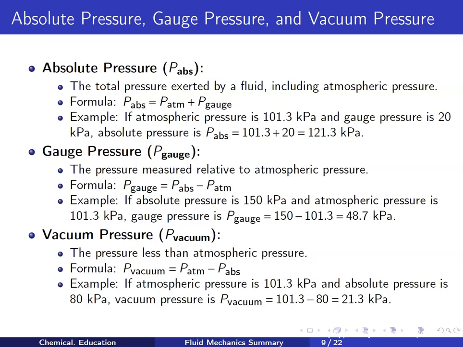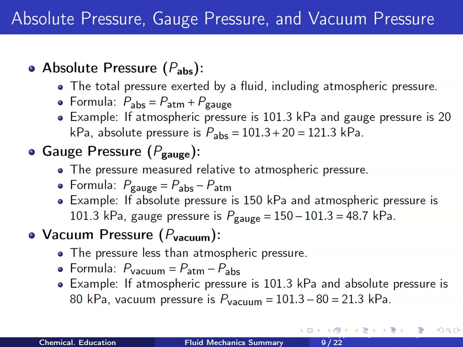Now here absolute pressure, gauge pressure and vacuum pressure. So absolute pressure, what is that? P abs. The total pressure exerted by a fluid including atmospheric pressure. So that is called absolute pressure. So formula is P absolute is nothing but P atmospheric pressure plus P gauge pressure. Example, if atmospheric pressure is 101.3 kilopascal and gauge pressure is 20 kilopascal, so absolute pressure P abs is equal to 101.3 plus 20, so 121.3 kilopascal.